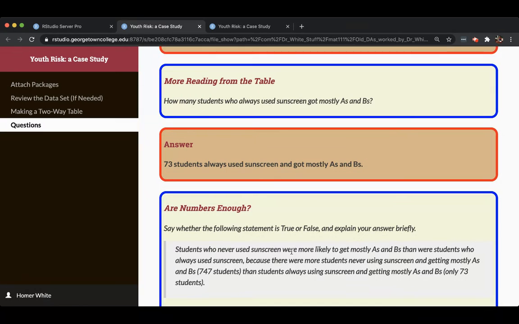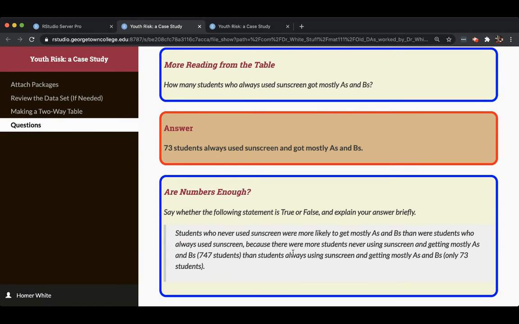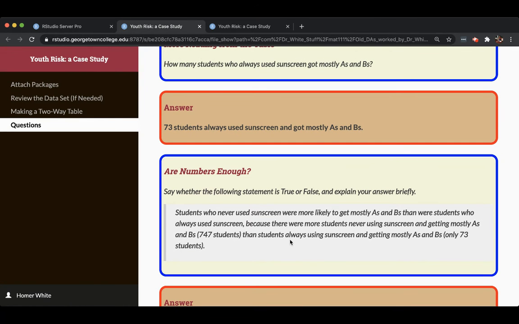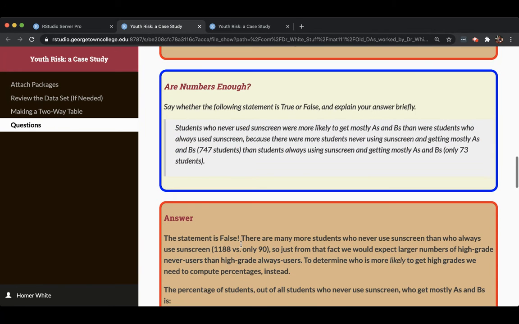So we had this comparison between students who always and students who never use sunscreen, people getting A's and B's. We're supposed to say whether the following statement is true or false. Explain your answer briefly. Here's the statement you need to evaluate: Students who never use sunscreen were more likely to get mostly A's and B's than were students who always use sunscreen, because there were more students never using sunscreen and getting mostly A's and B's, 747, than students always using sunscreen and getting mostly A's and B's, only 73 of them. Well, the answer to this question is that the statement is just false.